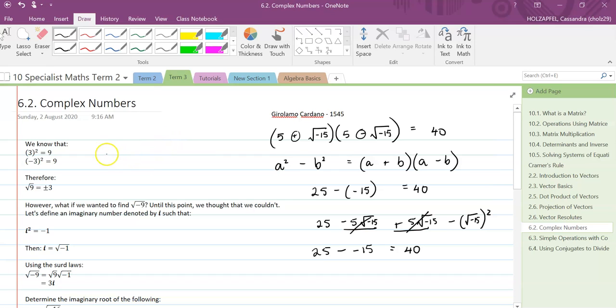Going back to our square roots here, we know that if we have 3 squared, that's going to be equal to 9. And similarly, if we have negative 3 squared, that's also going to be equal to 9. So if I want to take the square root of 9, I could have two answers. I could have positive 3 or I could have negative 3 as my solution. So what if I wanted to find the square root of negative 9, just like I wanted to try to find the square root of negative 15? Well, up until this point, we thought that we couldn't do it, but that's not actually true.